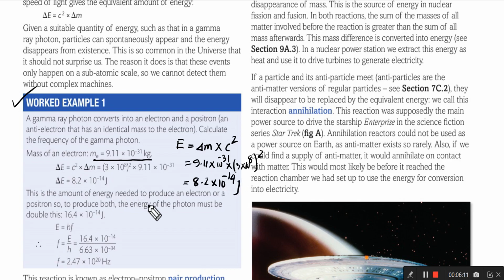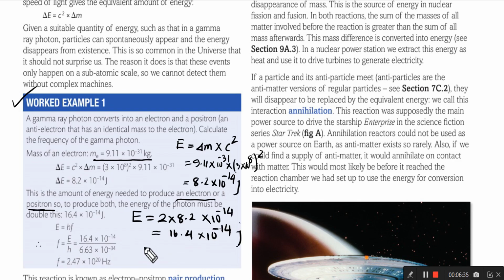But here an electron and a positron are produced, so two particles. That's why we have to double the energy. So energy equals 2 × 8.2 × 10^-14. So the total energy is 16.4 × 10^-14 joule.